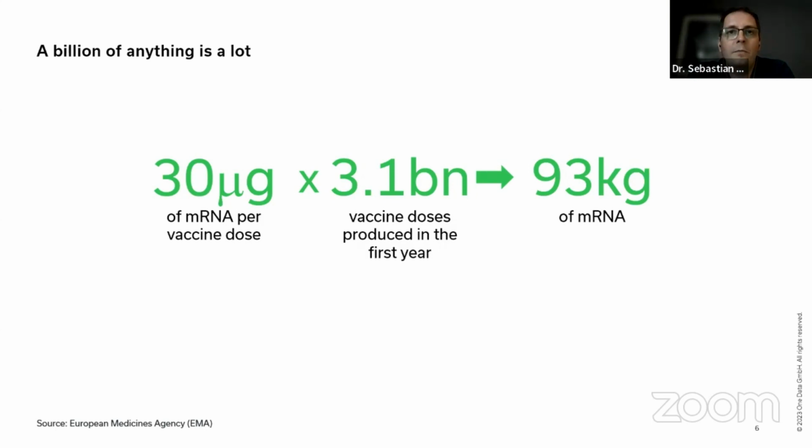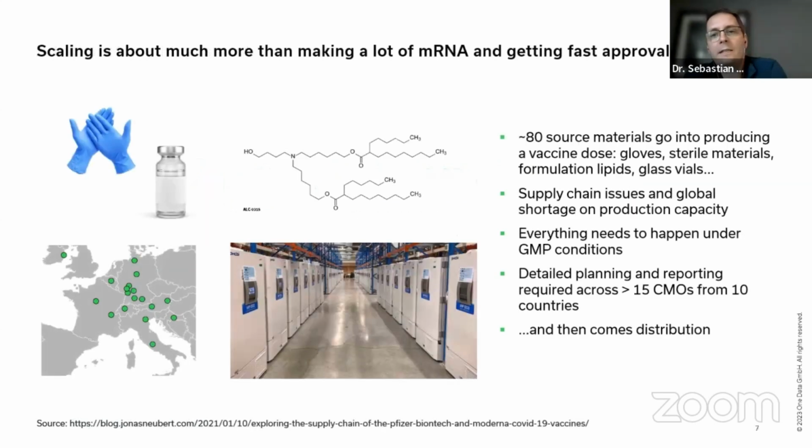Actually, you need a lot more things to produce all of these 3.1 billion doses. So in total, it's about 80 different ingredients that you need to make a vaccine. So ingredients doesn't just mean all the stuff that's inside of the vaccine itself, but it also includes those little glass vials that the vaccine needs to be filled into. It contains things that seem trivial at first, like a special kind of glove.